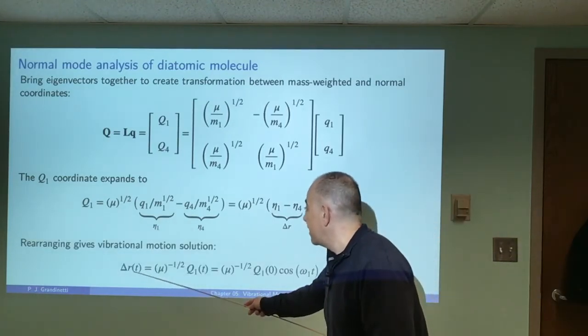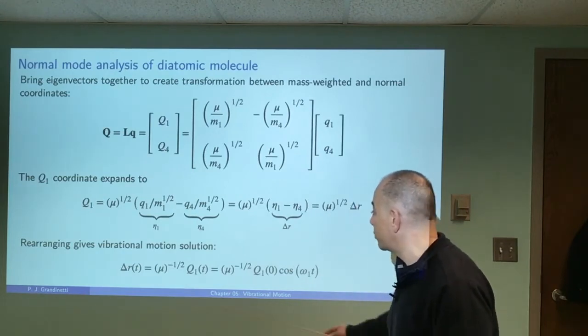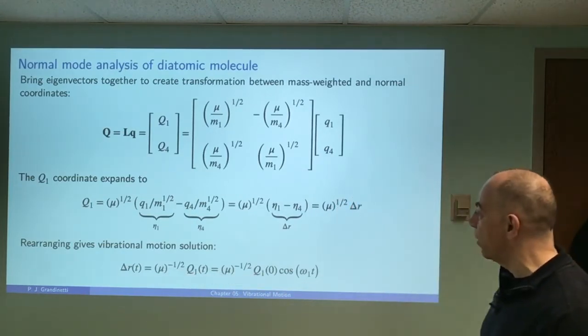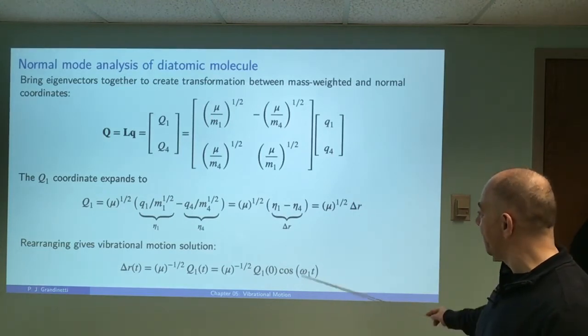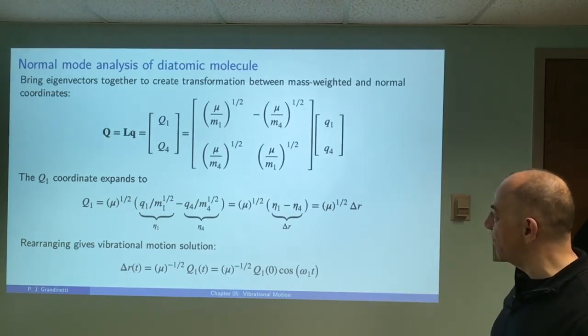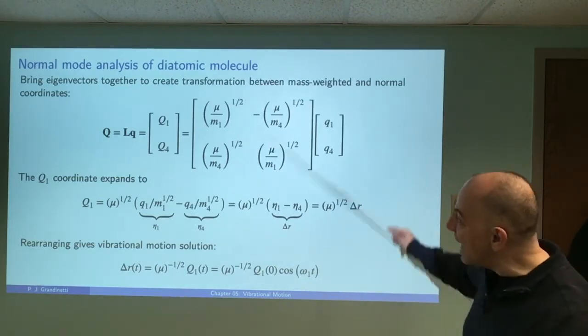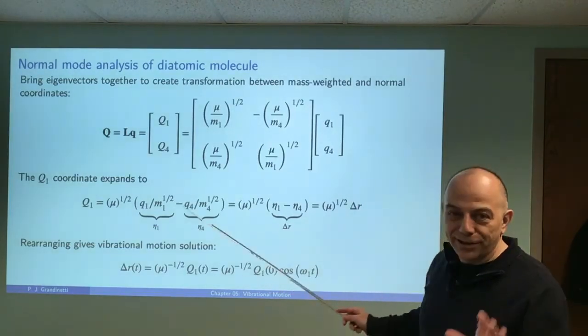And so the oscillation of that internuclear separation is just proportional to the normal mode frequency with the 1 over the square root of the reduced mass. And that, of course, has this cosine dependence with a frequency that we just determined. Okay, so that's the normal mode analysis on this very simple case.